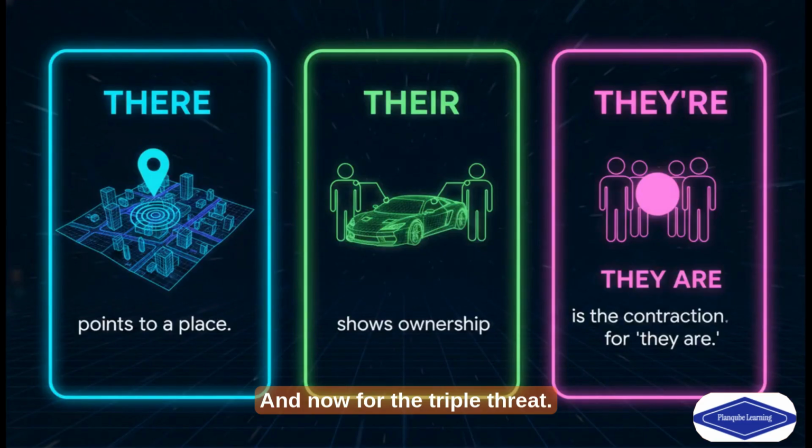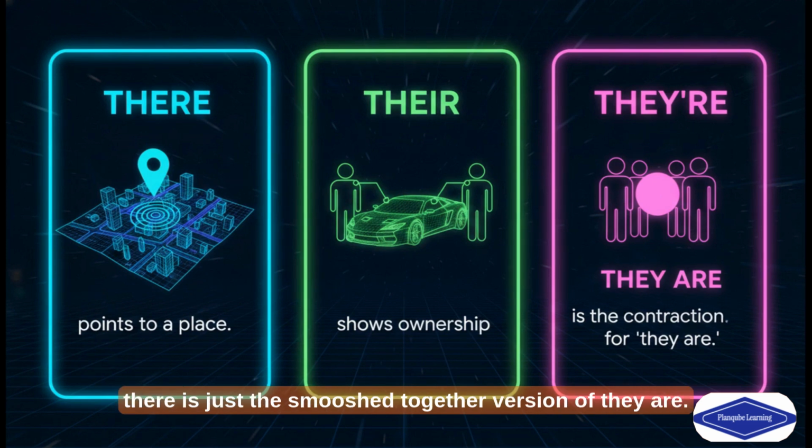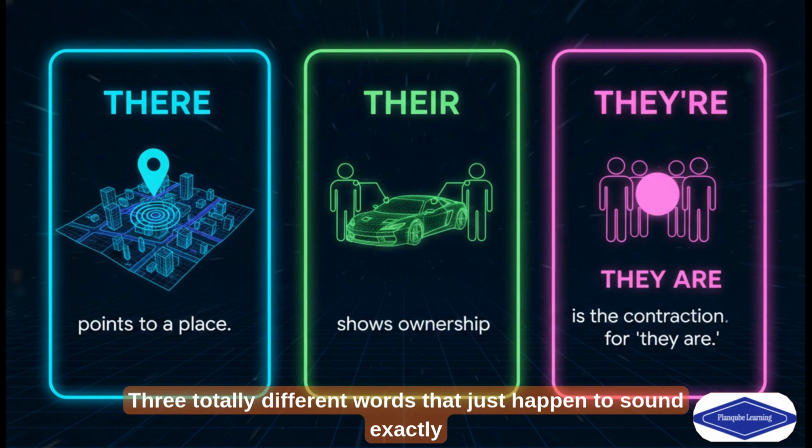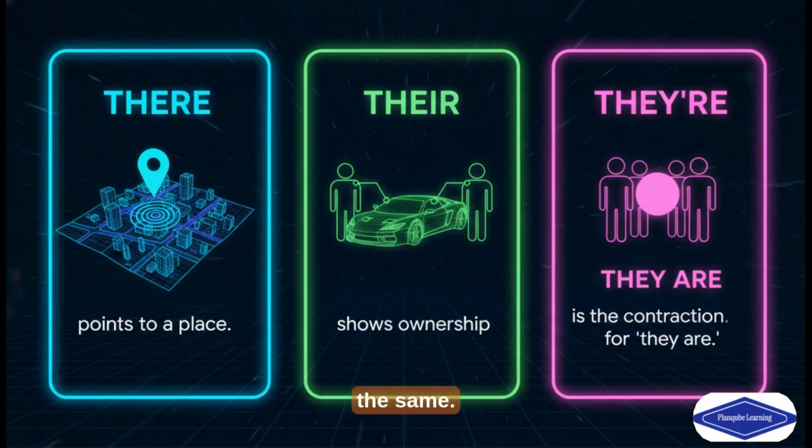And now for the triple threat, there, their, and they're. Let's break this down super quick. There points to a place. A little hint is that it has the word here inside it. Their shows ownership. It belongs to them, like their car. And finally, they're is just the smooshed together version of they are. Three totally different words that just happen to sound exactly the same.